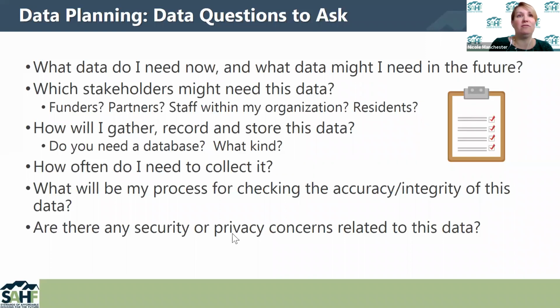Do I have enough data that I need to start thinking about getting a database? What kind might I need? How often do I need to collect this data? Annual, monthly, quarterly, something like that. How am I going to think about checking the accuracy and integrity of the data? What's the process going to be for that? And then, are there any security or privacy concerns related to this data? Particularly when we're thinking about resident-specific data, it comes with some concerns around making sure that you're ensuring the security and privacy of the data as well. Next slide.